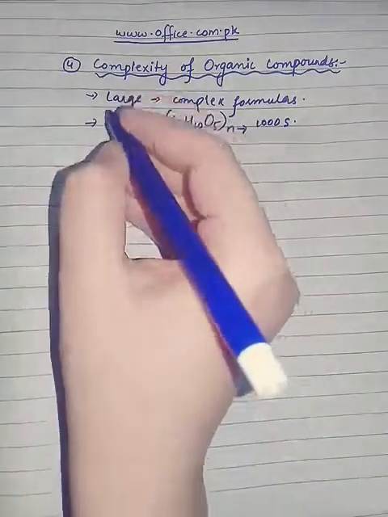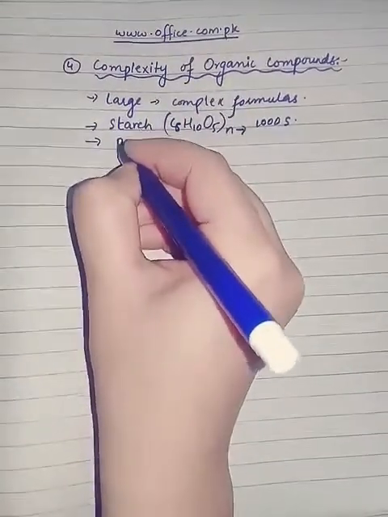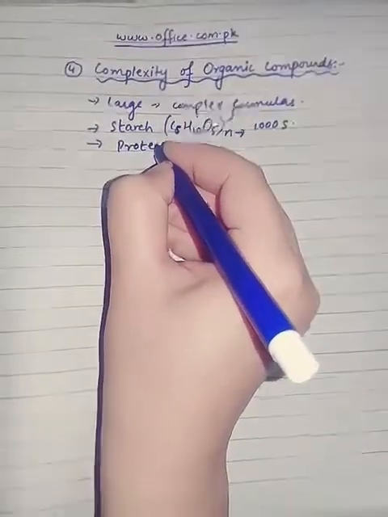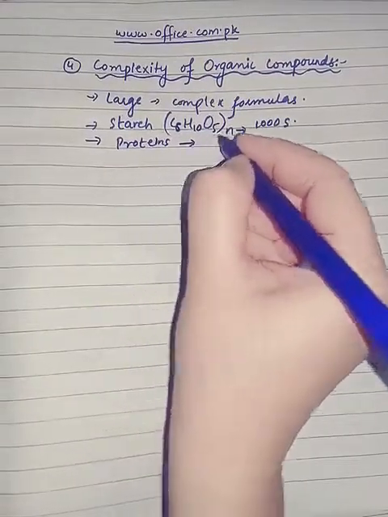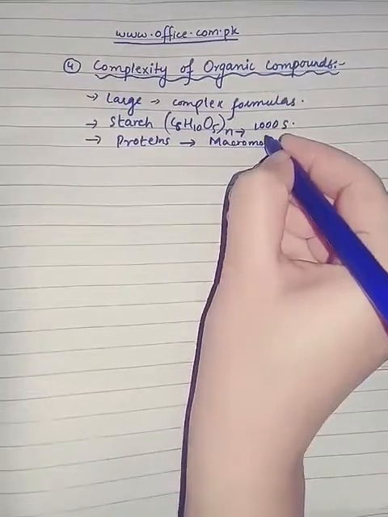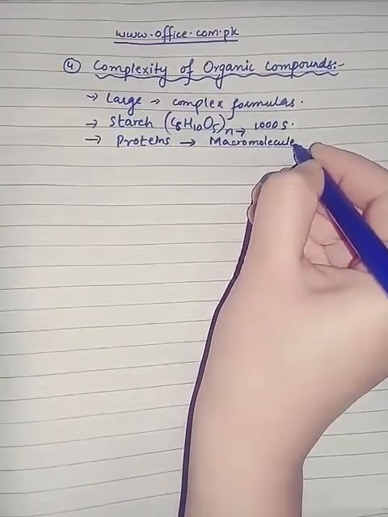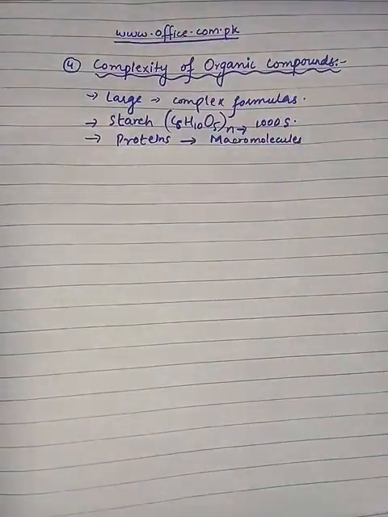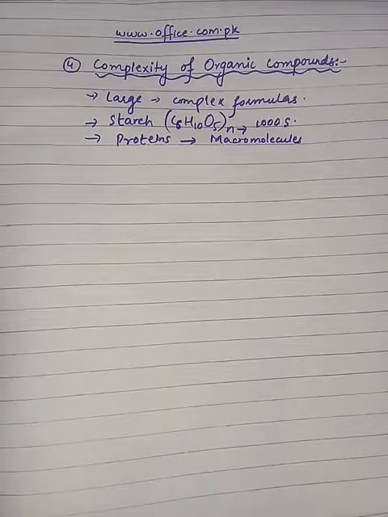Similarly, we have the example of proteins. So proteins are very large macromolecules, and they have molecular masses ranging from a few thousands to millions.